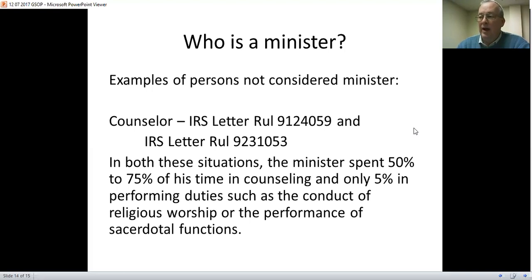There are some people where we have court rulings in cases where they are not deemed to be ministers. Counselors fall in that quite a bit. In both of these letter rulings in 1991, 1992, the people who requested the rulings spent 50 to 75% of their time in counseling and only a minimal part of their time in performing duties such as the conduct of religious worship or the performance of sacerdotal functions. So in both of those private letter rulings, the IRS denied the person treatment as a minister.